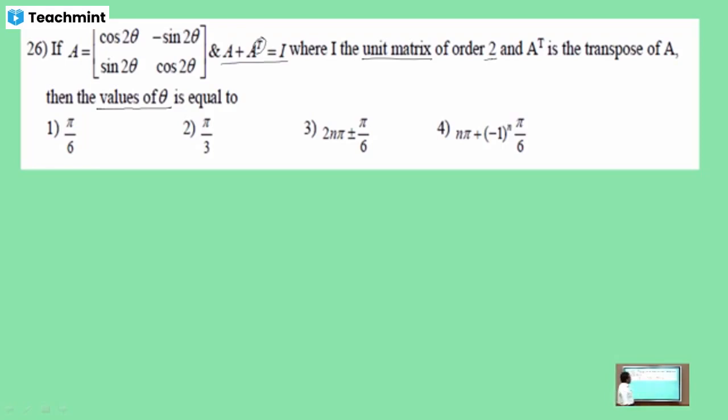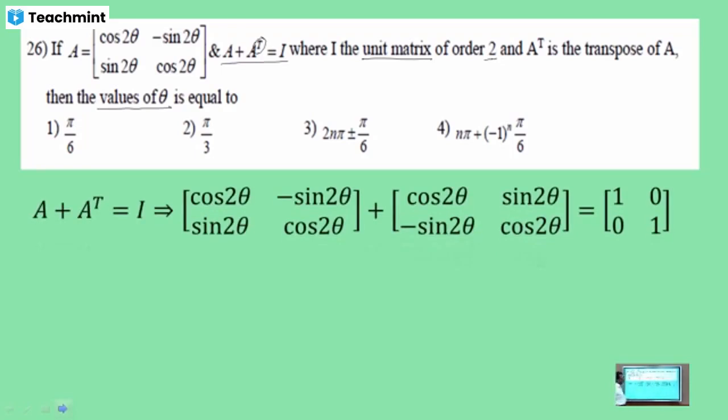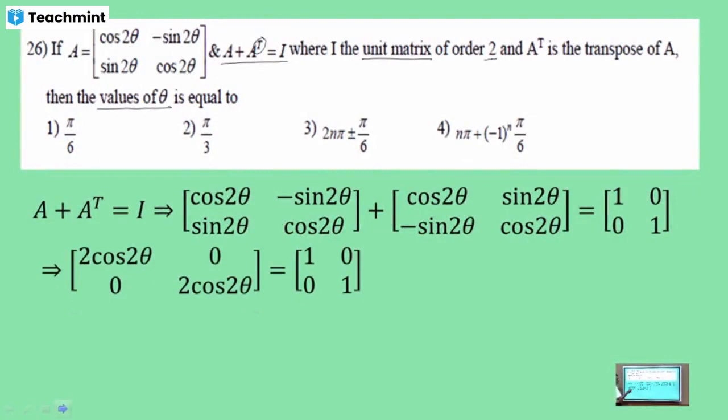First calculate what is A plus A transpose. You know that whenever I take A plus A transpose, it is first A matrix, then A transpose, equal to the identity matrix 1 0 0 1. When I simplify that, corresponding elements are to be added. Then I will get 2 cos theta equal to 1, because the corresponding elements are equal.